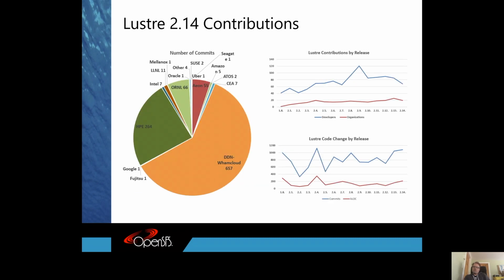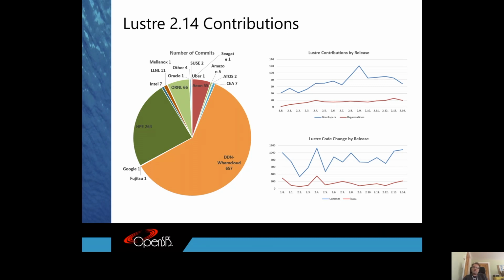Going into a bit more detail on 2.14, I've had some interest in these contribution charts I've had for some years, just to see the people who contribute code to the release. This data is actually drawn from Git with a script, and thanks to Dustin Leverman at Oak Ridge for producing the raw data for me.